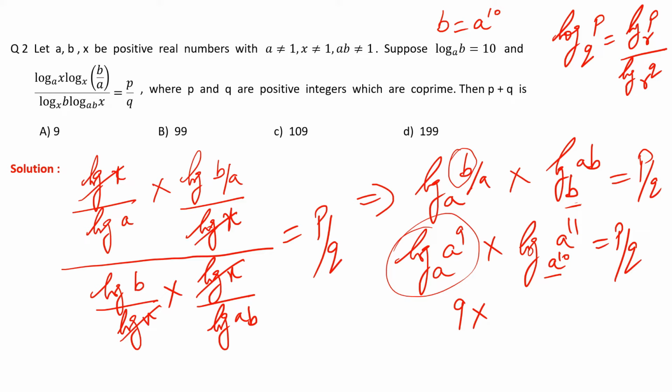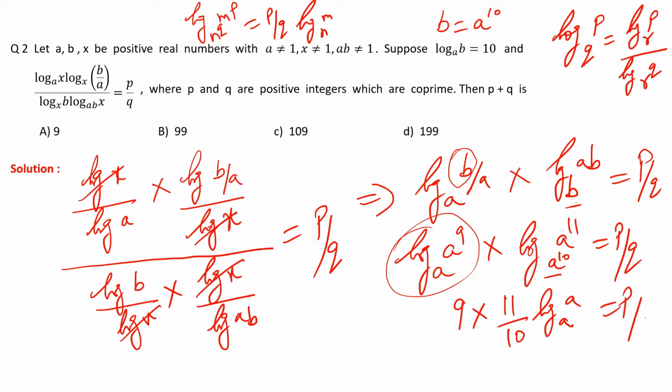Now we have another property: log m to the power p to the base n to the power q can be written as p by q into log m to the base n, right? So according to this property, I will be writing it as 11 by 10 into log a to the base a, and log a to the base a is nothing but 1. So that means p by q becomes how much?